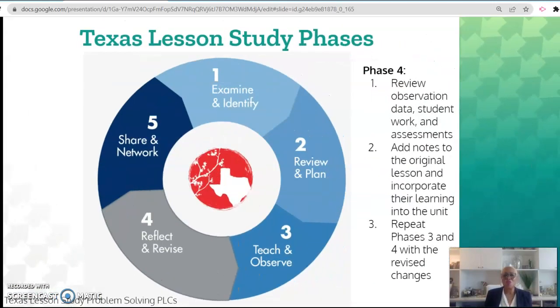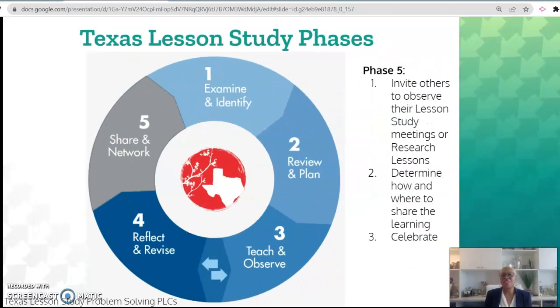Phase 4 is reflect and revise. Step number 1 in phase 4 will be to review the observation data, student work, and assessments. Remember that teachers are actually having this opportunity to collaborate about these things. They'll add notes to the original lesson and incorporate their learning into the unit. And step 3 would be to repeat phases 3 and 4 with the revised changes.